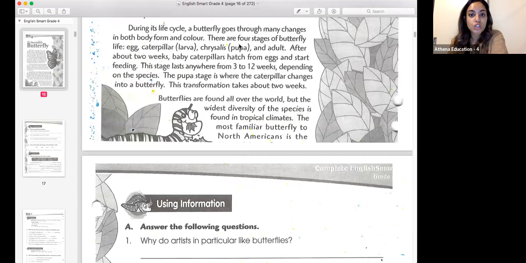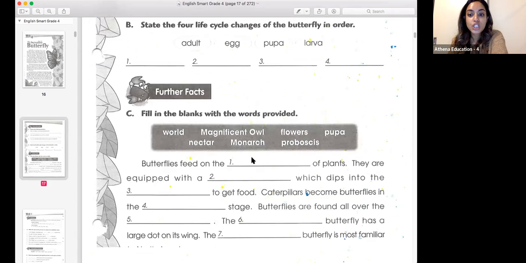Let's make sure. So pupa stage is also the chrysalis stage, right? And it's where the caterpillar changes into a butterfly, right? So caterpillars become butterflies in the pupa stage. You're correct. Thank you, Xingbang. Good job. Does someone want to do number 5? Raise your hand if you want to do number 5. Victor, you want to do number 5?